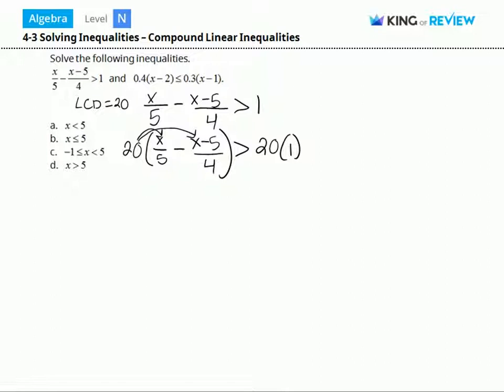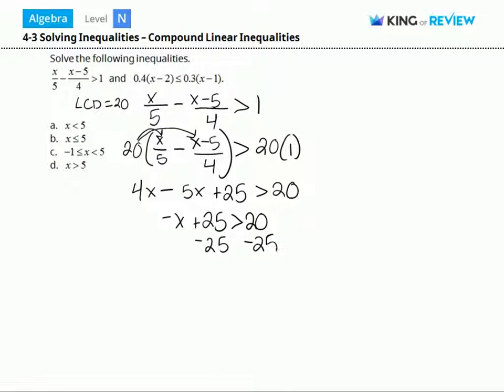When we do that, we get 4x minus 5x plus 25 is greater than 20. Now simplifying the left-hand side, we get negative x plus 25 is greater than 20. We'll subtract 25 on both sides. This gives us negative x is greater than negative 5.